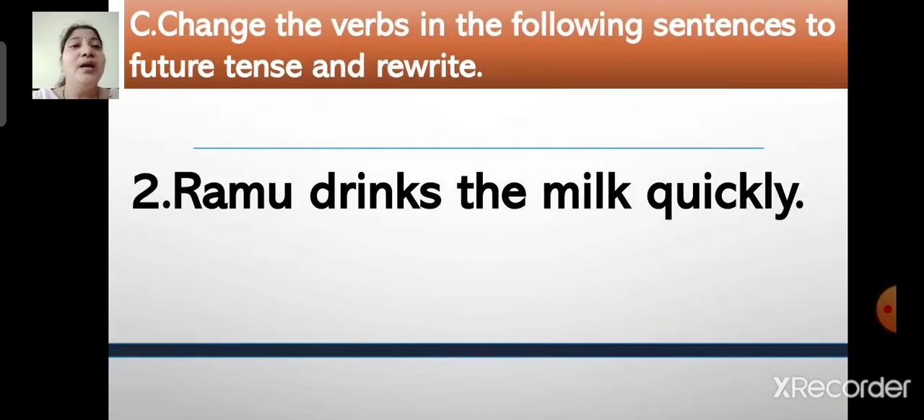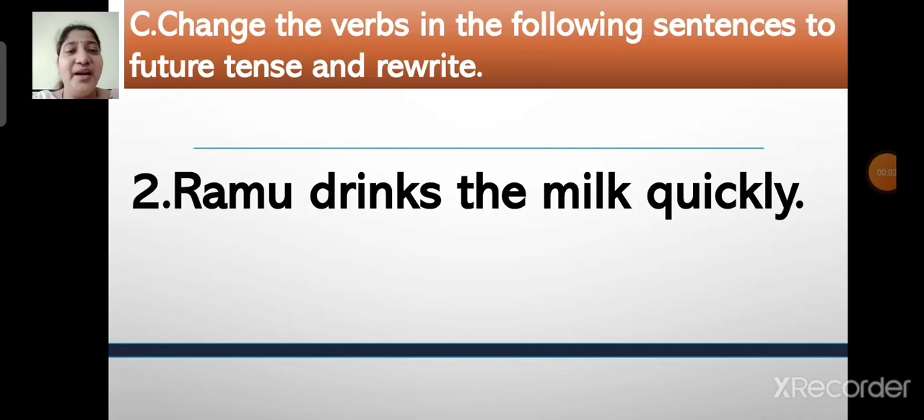Number 2. Ramu drinks the milk quickly. I repeat, Ramu drinks the milk quickly. Now children, can you tell me the verb in this sentence? Yes, you are correct. The verb in this sentence is drinks.